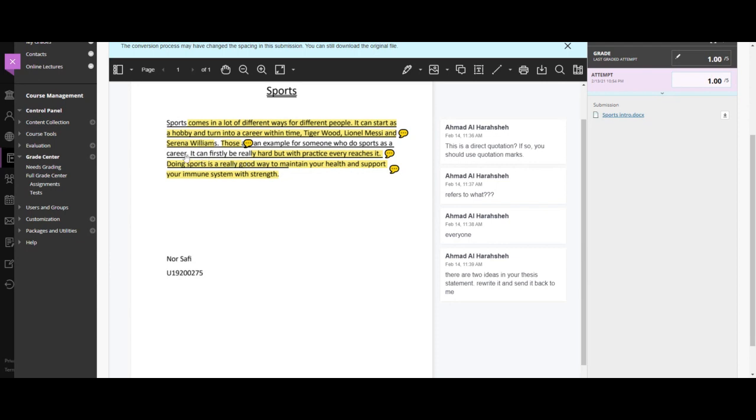It can firstly be really hard. It refers to whom? What does it refer to? Be careful. It and there, we call them empty pronouns, or dummy pronouns. What does that mean? We use them when we do not have a specific subject.